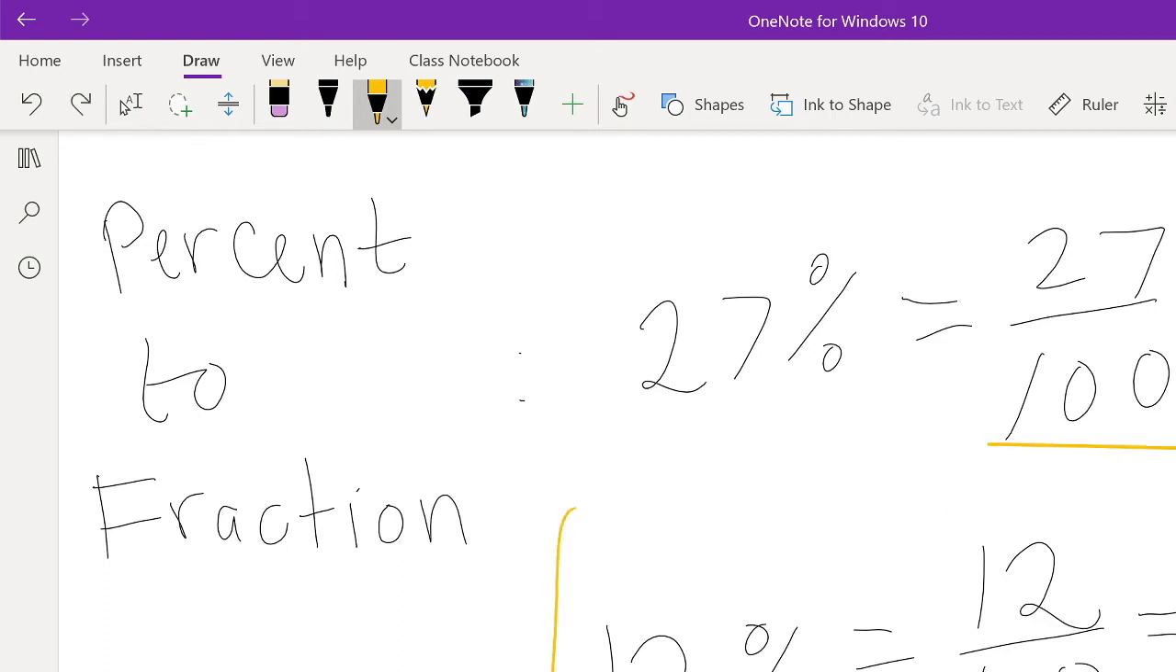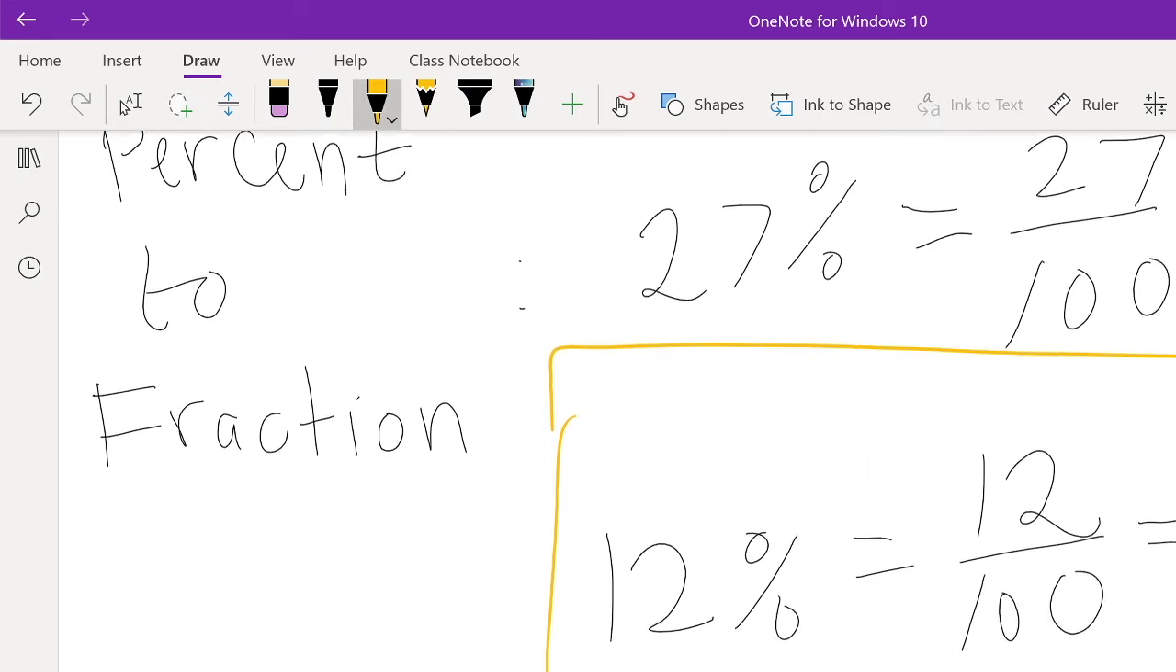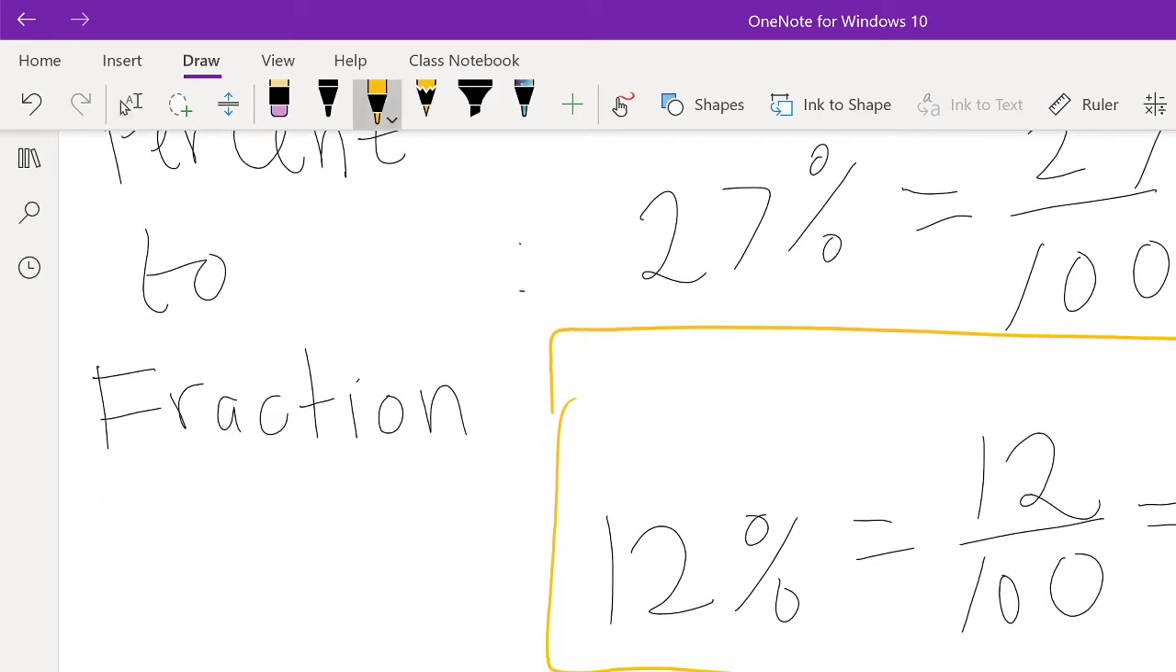One thing that I want you to realize is that all of these are equal. That's what equality means: equal means that you can use those interchangeably. 12% is the same as 12 over 100, which is the same as 3 over 25. Those last two fractions are what are known as equivalent fractions.